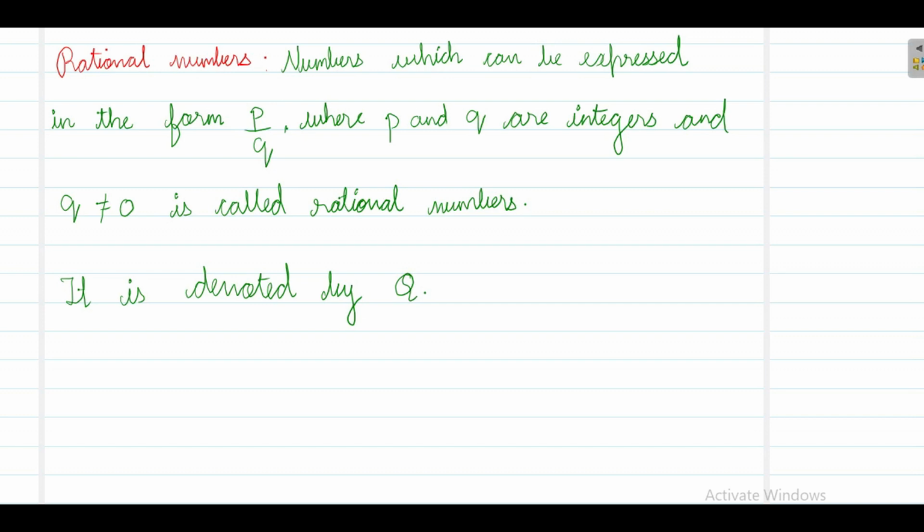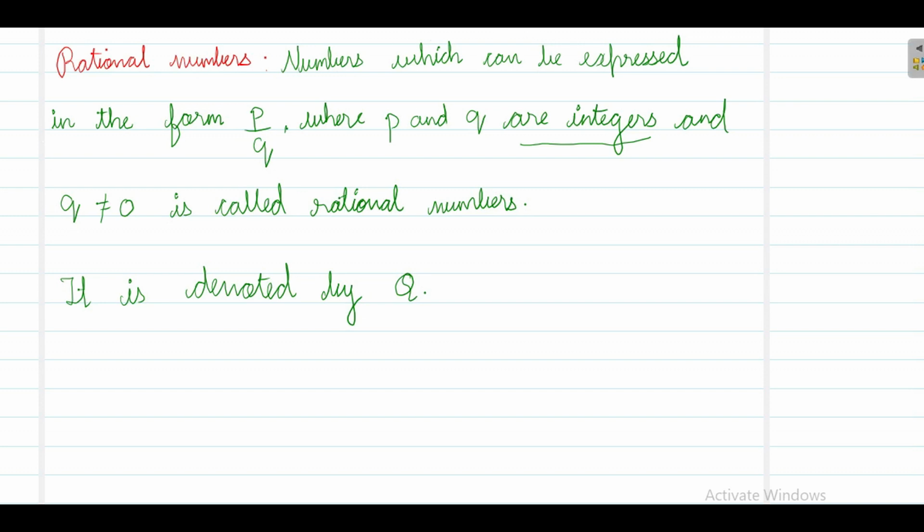So p by q means it is like a fraction, right? Any number which is of the form p by q is called a rational number. Another important point over here is that p and q are integers. What do you mean by integers? It means p and q can be positive as well as negative.